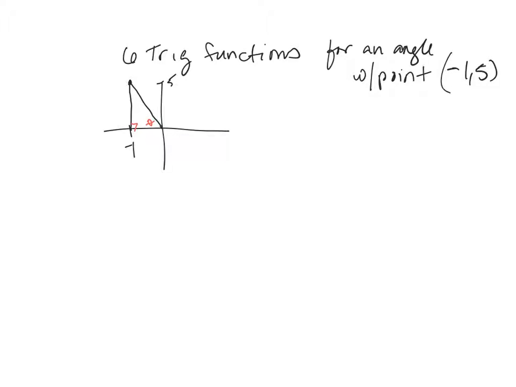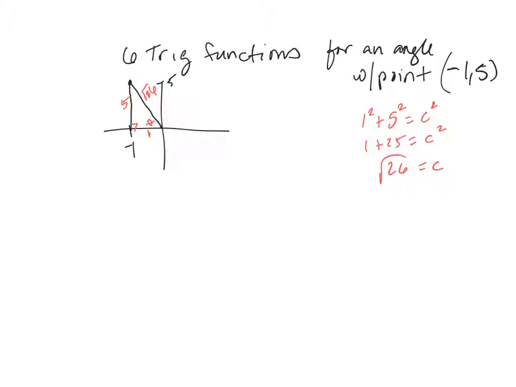But we know that this side here is going to be 1, this side here is going to be 5. So we have to find the hypotenuse. And 1 squared plus 5 squared equals c squared. So 1 plus 25 equals c squared. So the square root of 26 equals c. And we're going to put that right there.